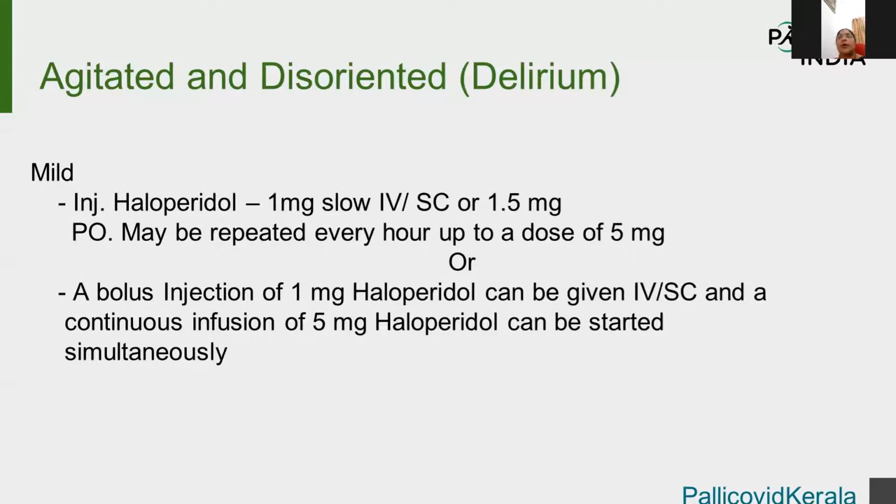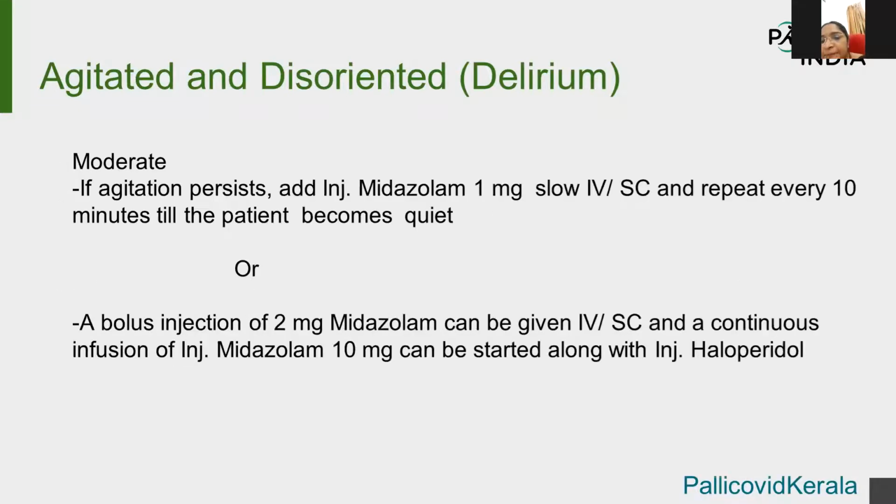So in agitated and disoriented people, that means this patient has delirium, we start injection haloperidol first. 1 milligram slow IV or subcut, or 1.5 milligram per oral, may be repeated every hour up to a dose of 5 milligrams. Or a bolus injection of 1 milligram haloperidol can be given intravenously or subcutaneously, and a continuous infusion of 5 milligram haloperidol can be started simultaneously. So you can give an injection of 1 milligram haloperidol and start a continuous infusion simultaneously. Next slide, please.